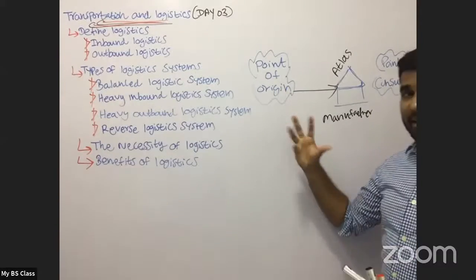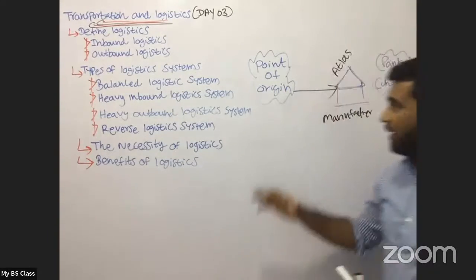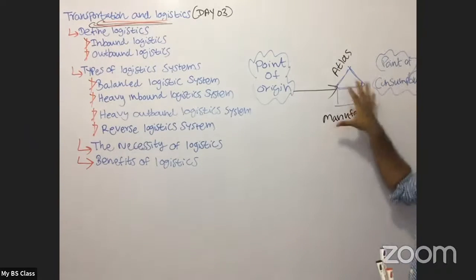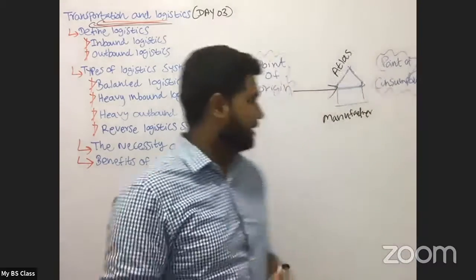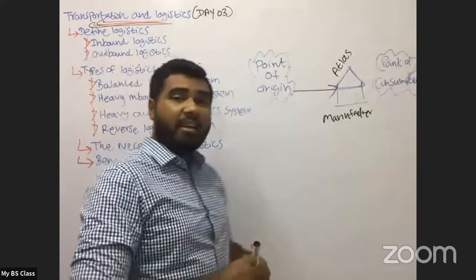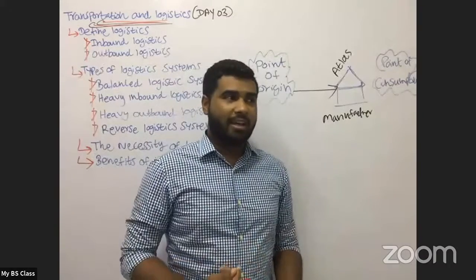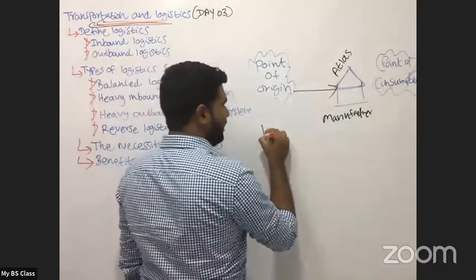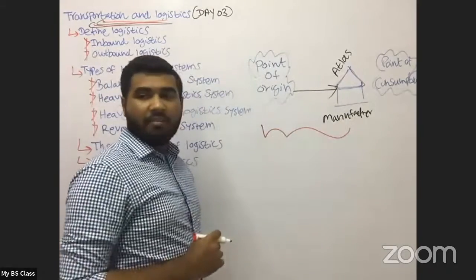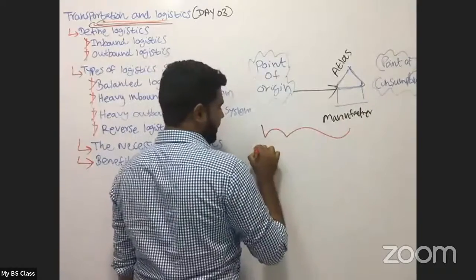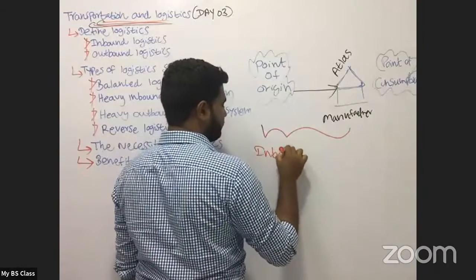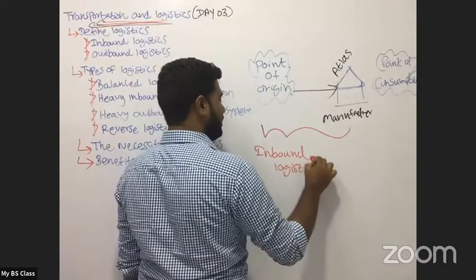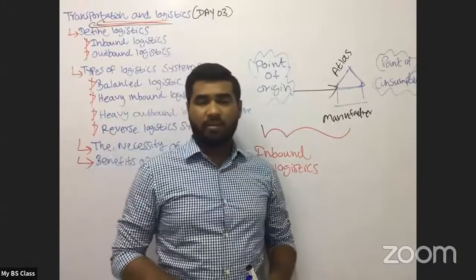From the point of origin, that is where the origin is, right? So from the point of origin, before going to the point of consumption, the main place in the middle is the manufacturer. So let's divide logistics into two types. So from the point of origin to the manufacturer, that part, we call the inbound logistics, right? Logistics could sometimes be finished goods as well, right?